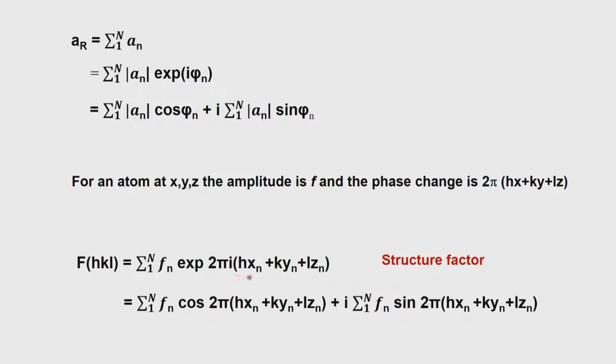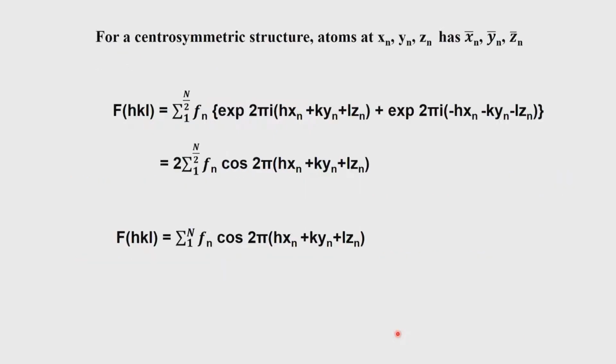For the centrosymmetric system, as I mentioned again and again, only this term will be there, and this term will be 2 times that, because the sine term will vanish, and it will be over n by 2, but it is equal to the sum over 1 to n of f n cosine 2 pi (hx plus ky plus lz). How does that come about? We will see as we go along. We will see this right away.